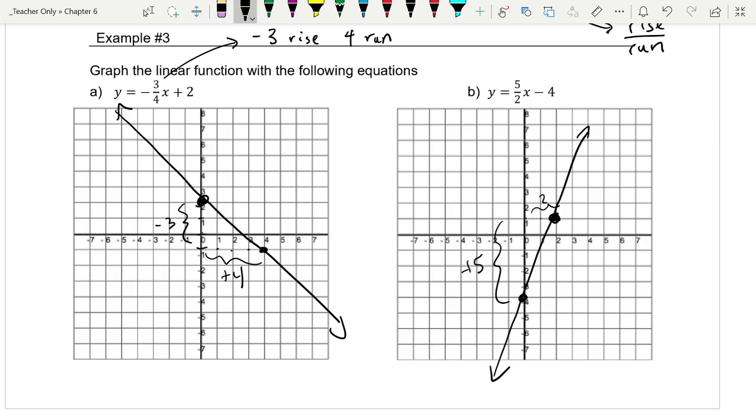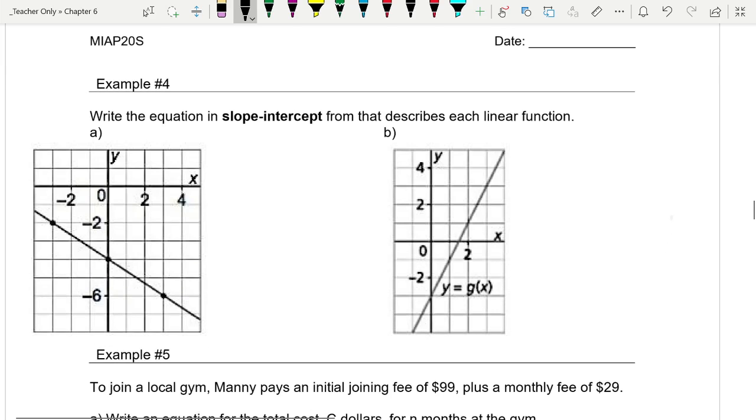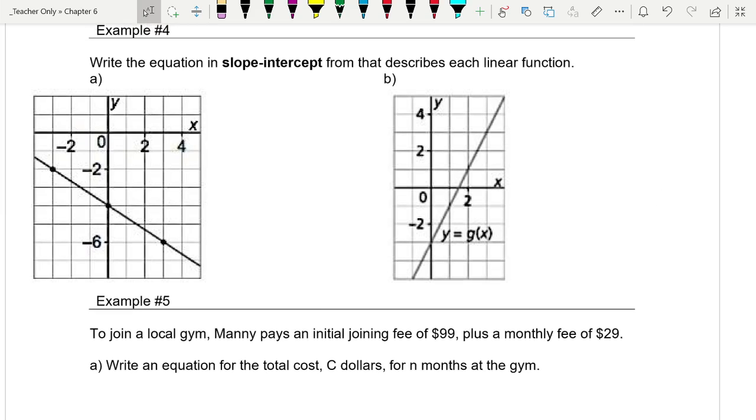All right, example 3. Done. Example 4. Can you go backwards? If I give you the line, can you make the equation? So basically we read it. I see the y-intercept here is -4. And now I'll count the slope between 2 dots. I rise -2. That's a 2. And I run 3. So my slope is -2/3. So y is equal to -2/3 x minus 4.